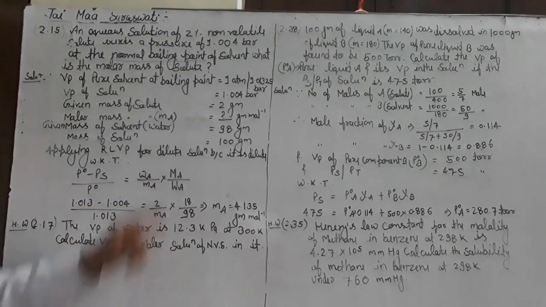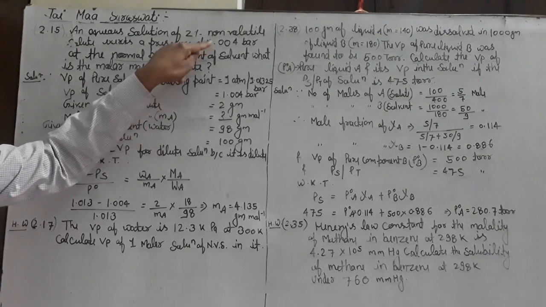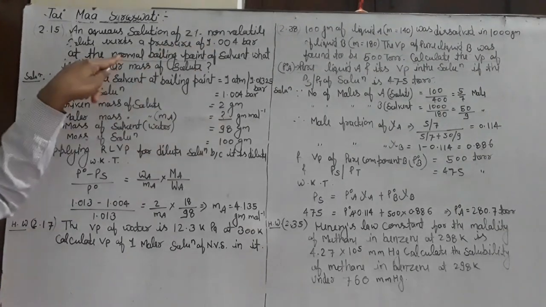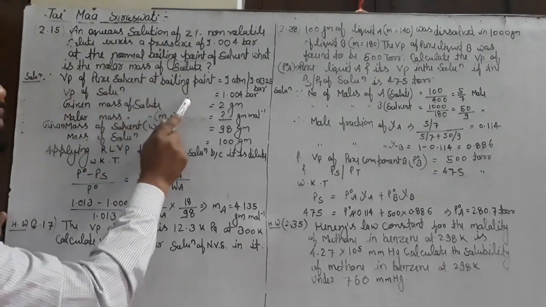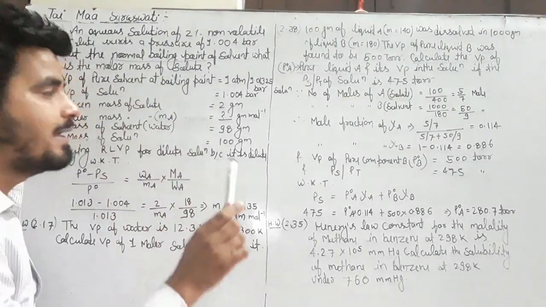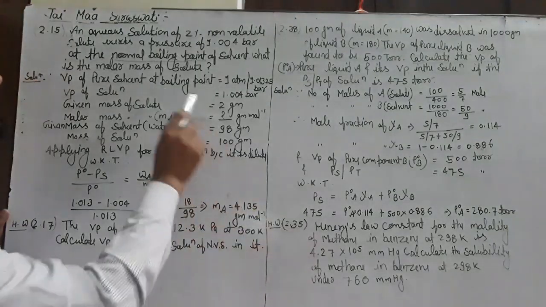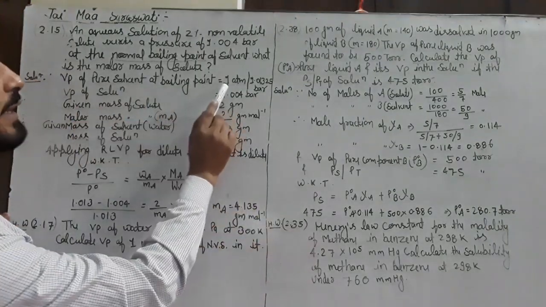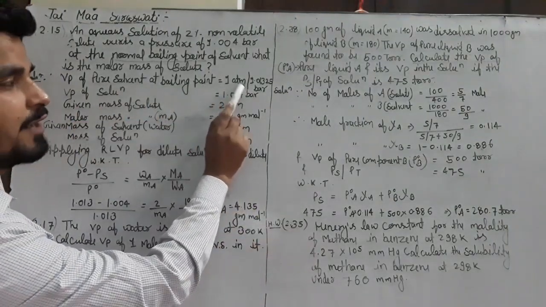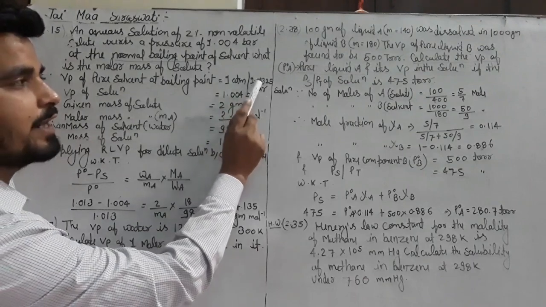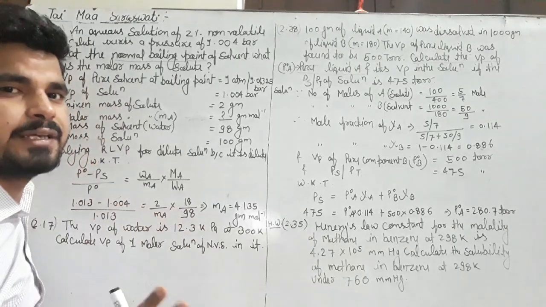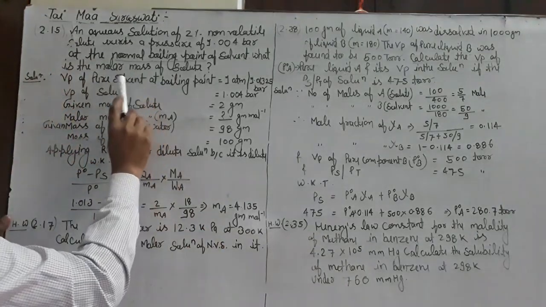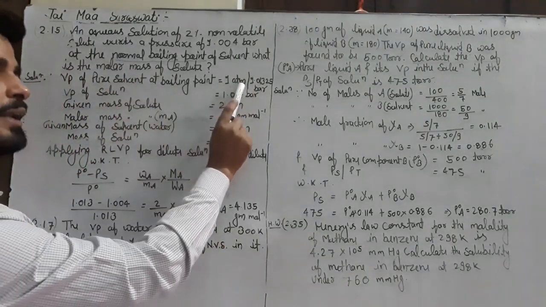Why is it so? Because the vapor pressure of the solution is given, and normal boiling point means the vapor pressure of the pure solvent, which we have to learn. It is understood that this is the vapor pressure of the pure solvent, 1 atm. If you go for bar, it will be 1.01325 bar. So this thing we have to learn, dear children: the vapor pressure of pure solvent will always be 1 atm.